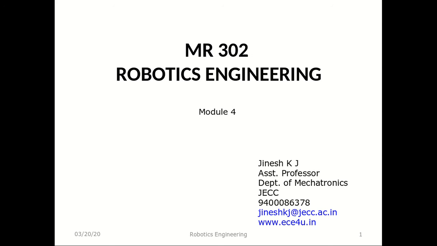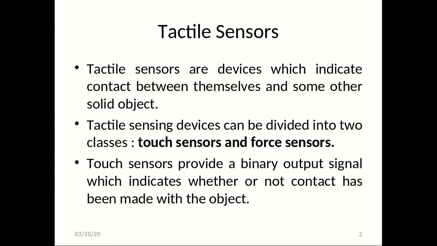Today we are going to discuss tactile sensors. A tactile sensor is a very basic sensor in robotics. Tactile sensors are devices which indicate the contact between themselves and some other solid object. The main objective is to identify the touch or contact.